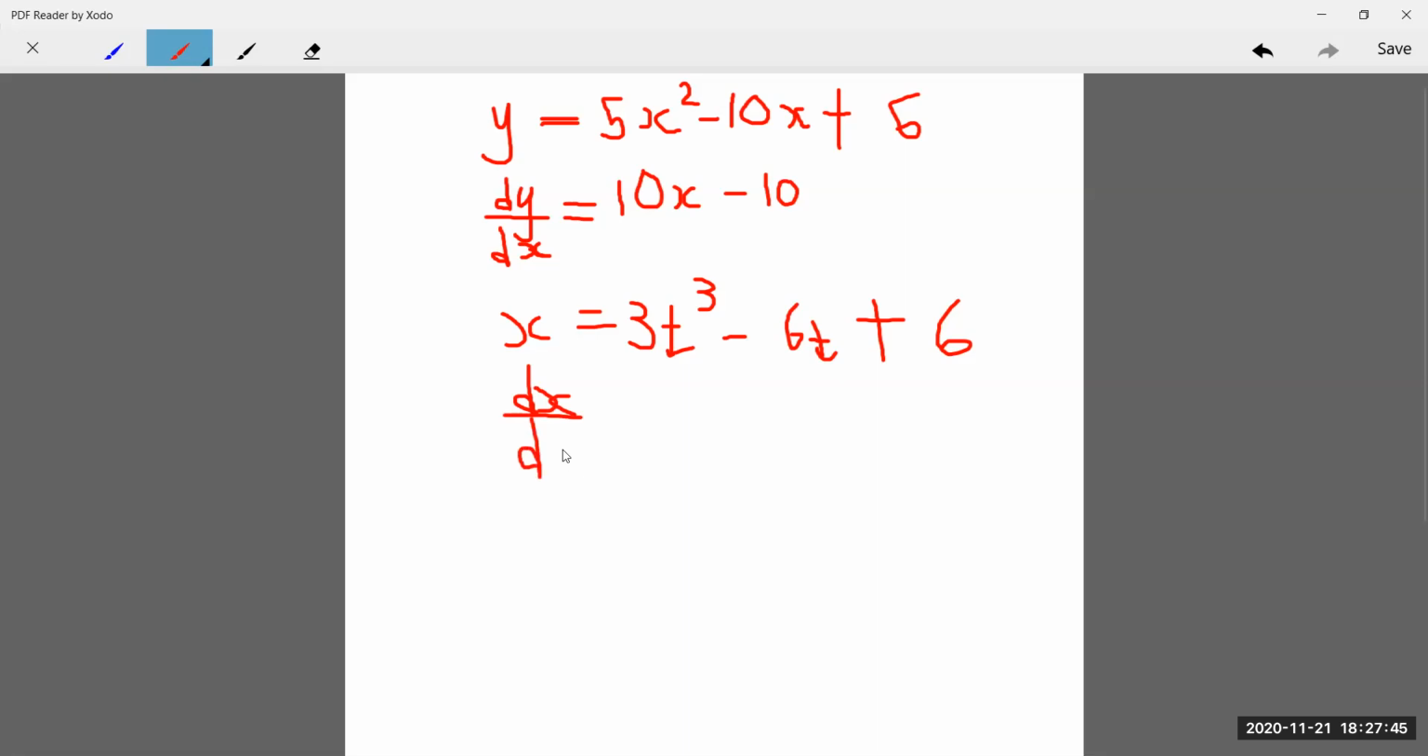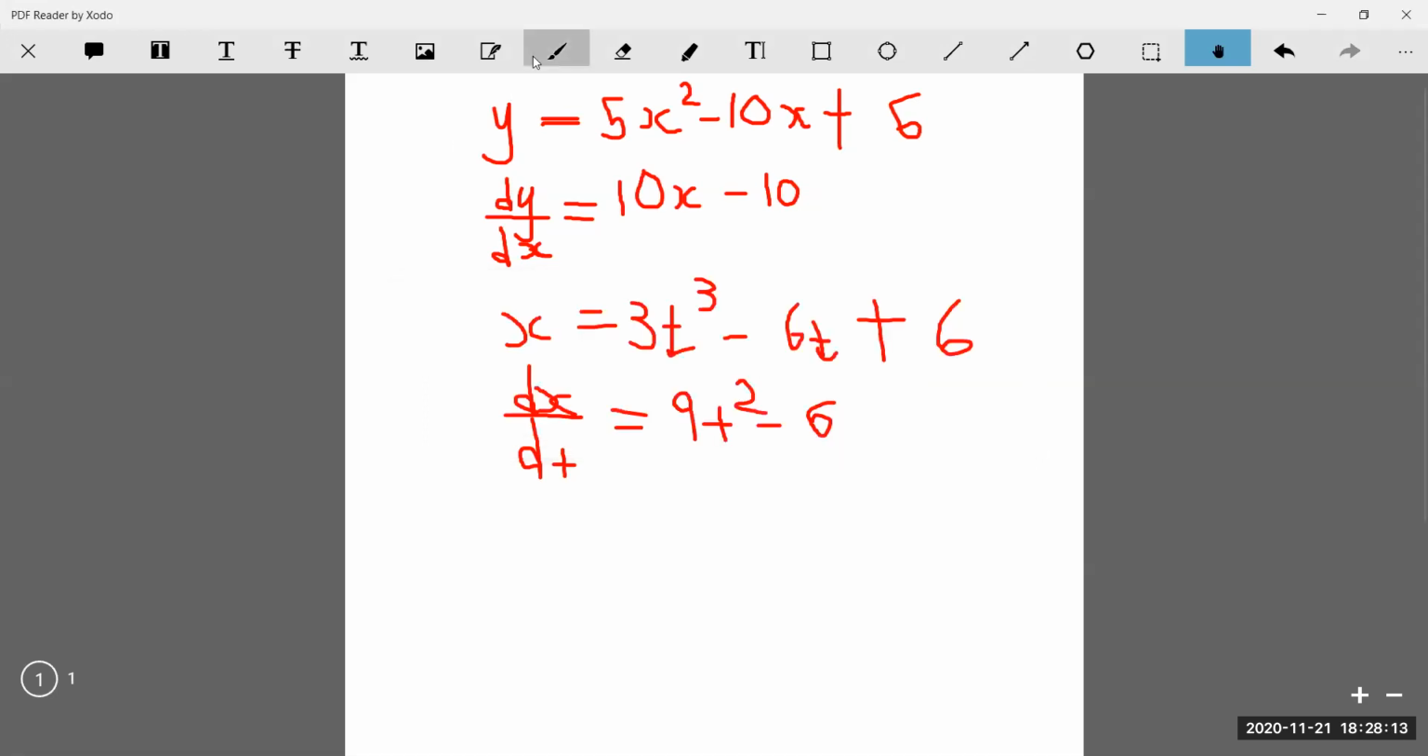Is equal to 9t squared. Yes, that's true. 9t squared, minus 6 plus 0. Very good. No need to put the plus 0. Very good, Marika. Excellent. And that's how we differentiate sums and differences. Lovely.